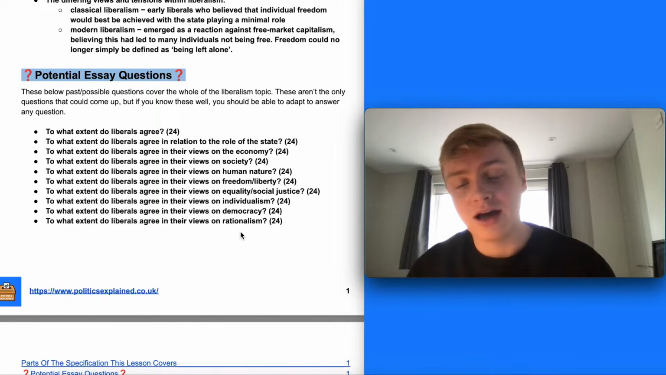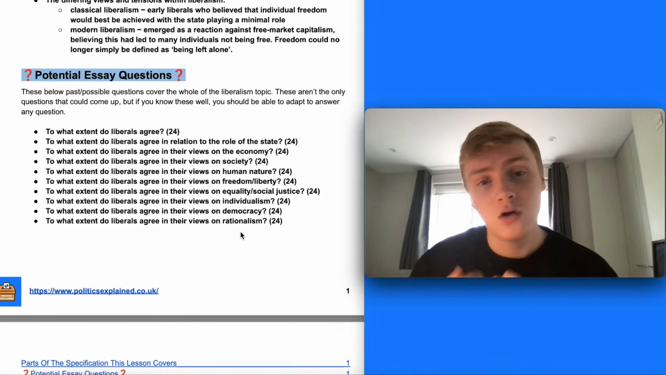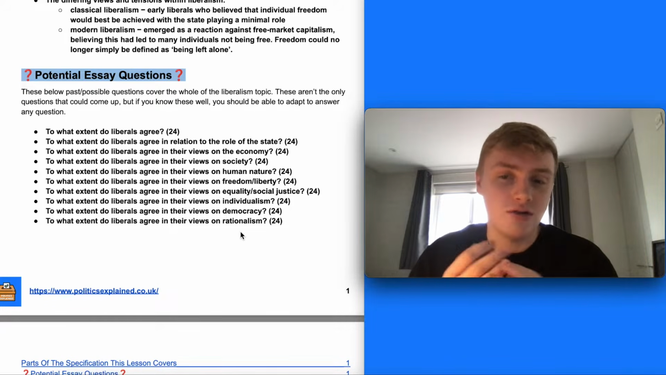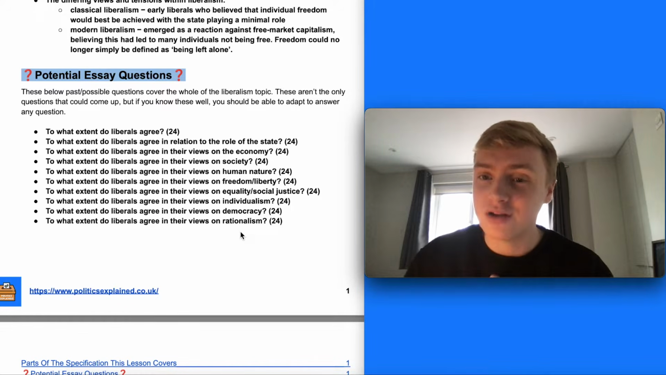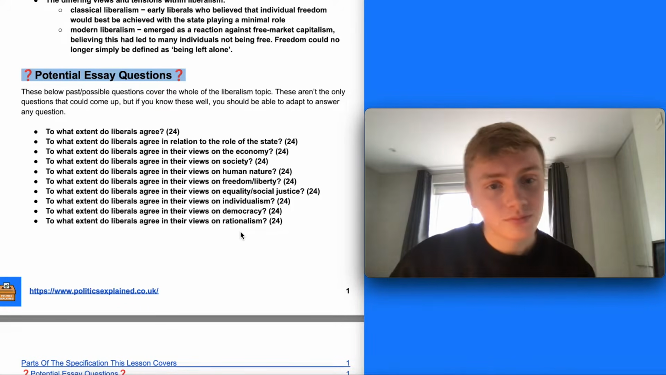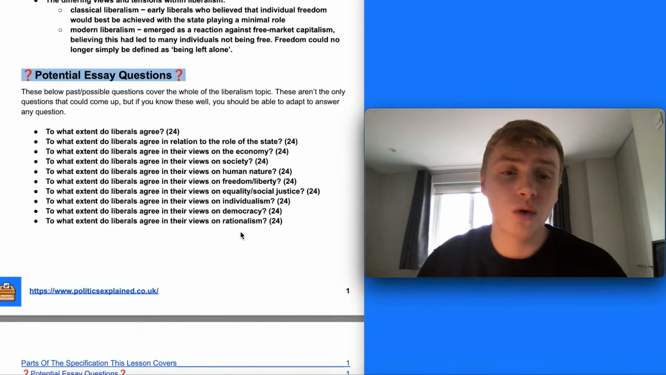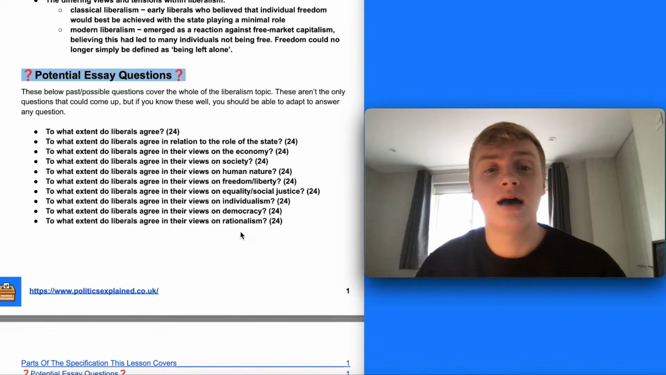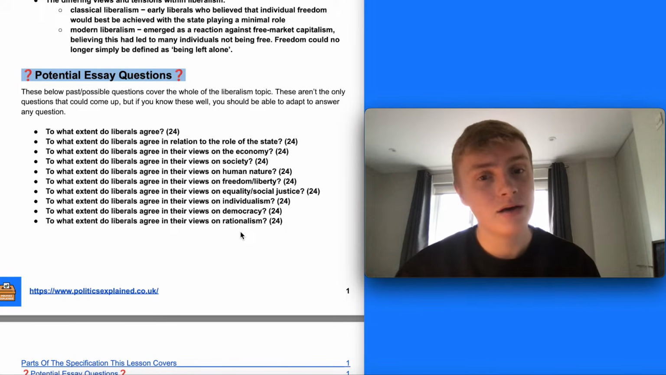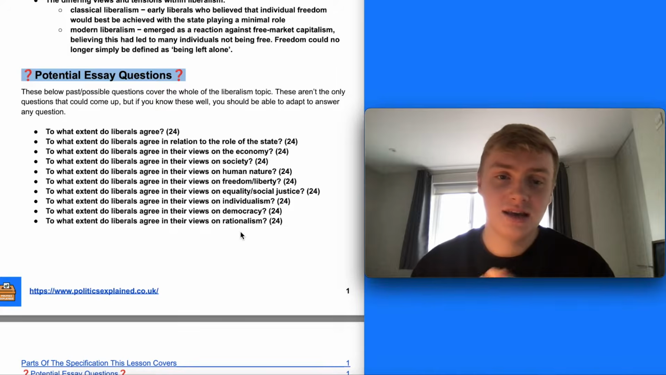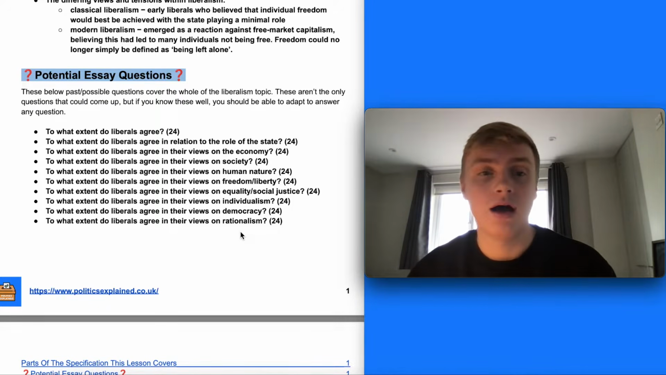Then crucially, you can get to what extent do they agree on the state, the economy, society, human nature. Of course, all of these could be phrased slightly differently, but if you know all of these plans relatively well, you should be really prepared for the exam. And then finally, you get to what extent do they agree on some of these key principles of liberalism: freedom or liberty, equality and social justice, individualism, democracy, and rationalism.